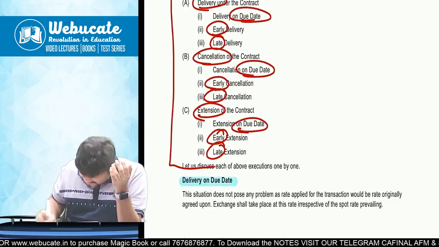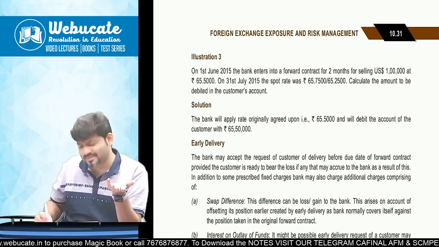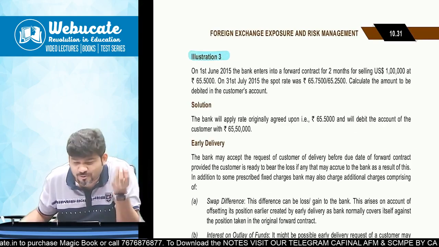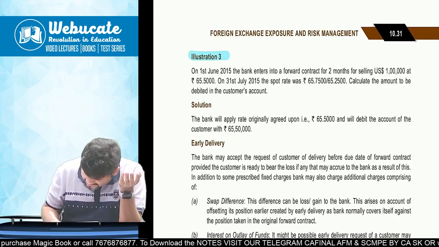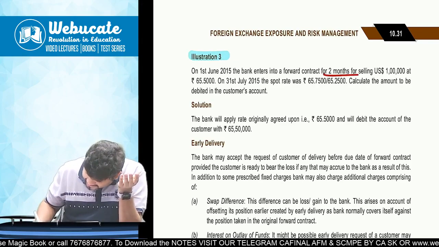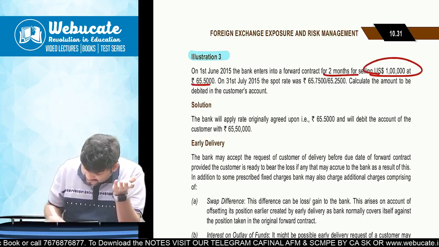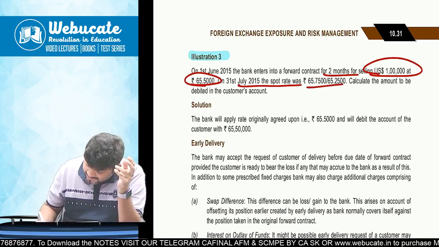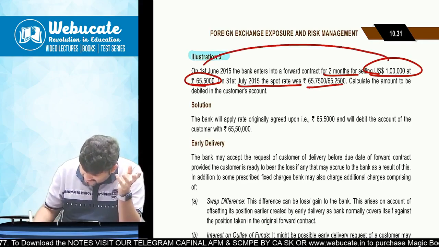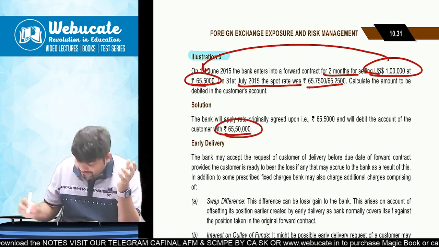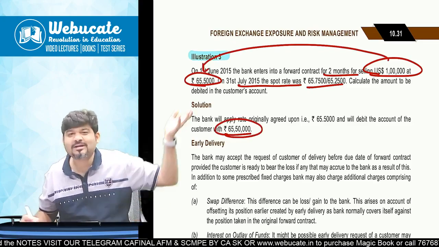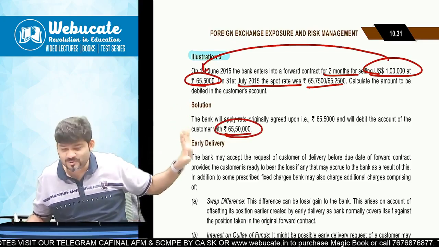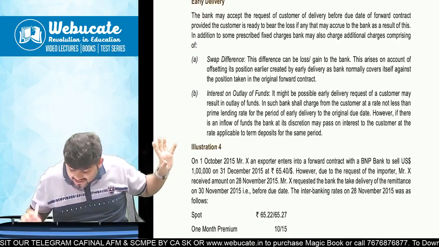First is delivery on due date. We have solved so many questions on delivery on due date. You don't have to do anything. So the bank enters into a forward contract for 2 months, selling US dollars at 65.5. On 31st July, the spot rate is whatever. We don't care. Our transaction is frozen at 65.5. Do I need to explain anything here? The answer is no. Now comes the game changer.